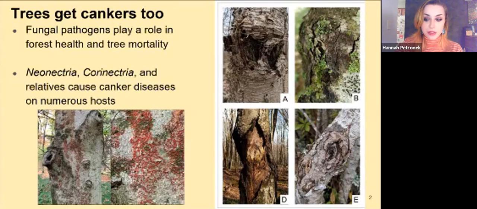Fungal pathogens play a huge role in forest health and tree mortality. In my research, I study fungi within the family Nectriaceae, in which there are many species that cause cankers on numerous hosts. You may have heard of beech bark disease, which has been in the United States since the 1800s and was first found in West Virginia in 1981. Beech bark disease is a canker disease that affects American beech and is caused by both Neonectria faginata and Neonectria ditissima. We can see a photo of beech bark disease down here in the bottom left.